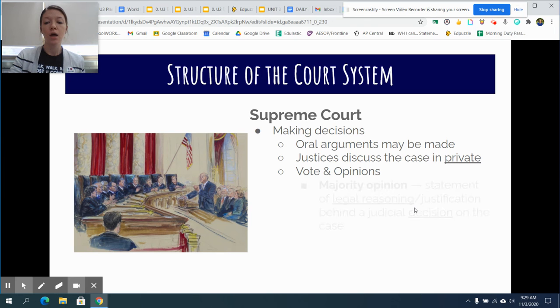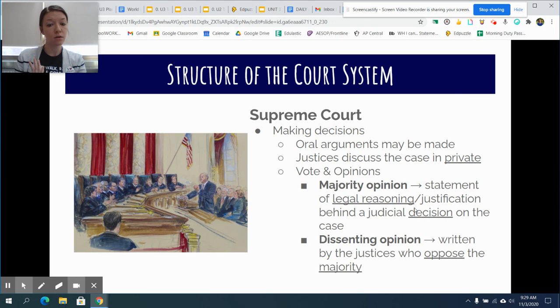Okay. The other side are known as the dissenters, and they will write a dissenting opinion. And they will write that opinion explaining why they oppose the majority and why they believe they have legal reasoning to deny or go against that majority.